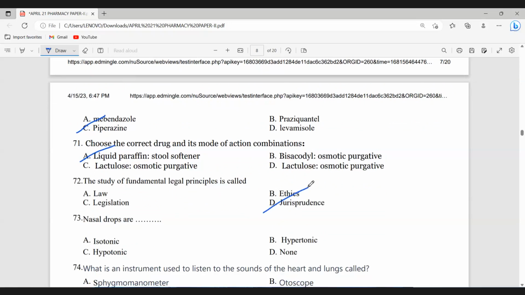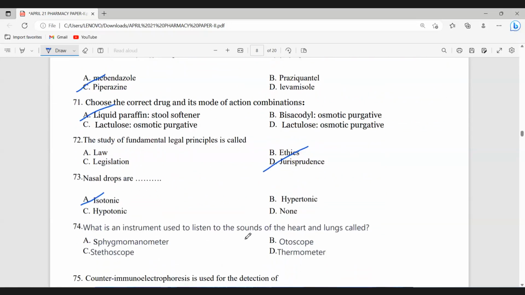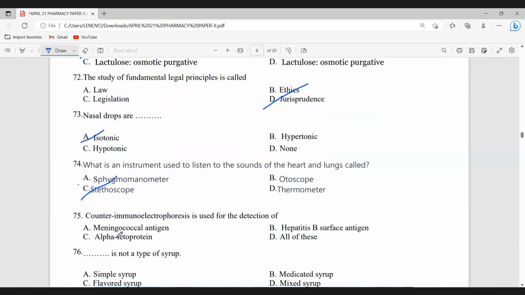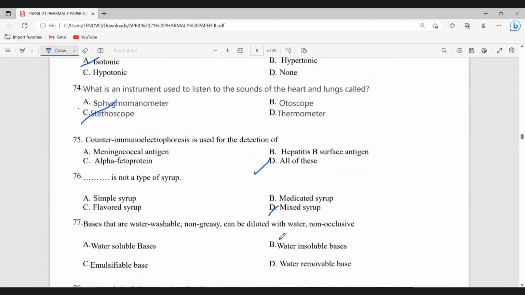Then 73, nasal drops are isotonic. And 74, what is the instrument used to listen to the sound of the heart? That is the stethoscope. Then 75, counter immunoelectrophoresis is used for the detection of all the above. Your answer is D. Then 76, dash is not a type of syrup. Mixed syrup is not a type of syrup.